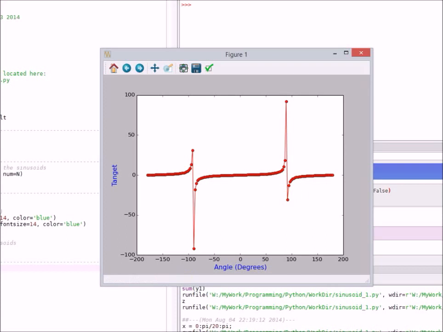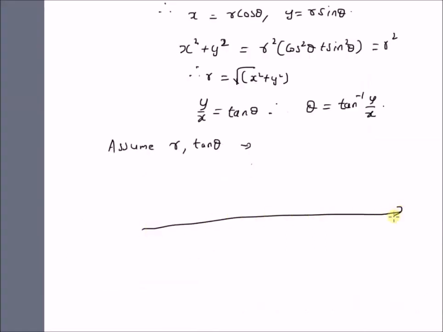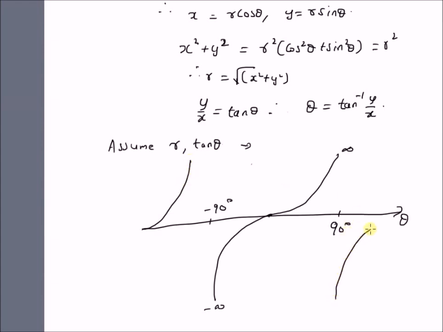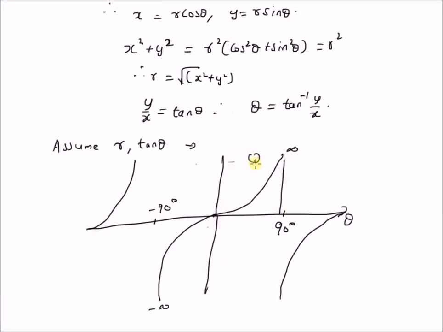That is, assume that this is the theta axis. Then tan theta will look something like this. This is minus infinity and this is plus infinity. The angle should be equal to 90 degrees here and minus 90 degrees here. And the curve repeats in the other quadrants. That means this is the first quadrant. So this is quadrant 1 and this is quadrant 2 and this is quadrant 4 and this is quadrant 3.